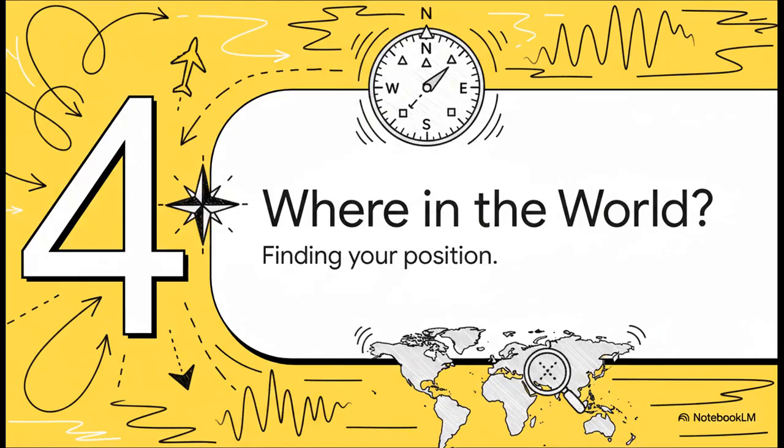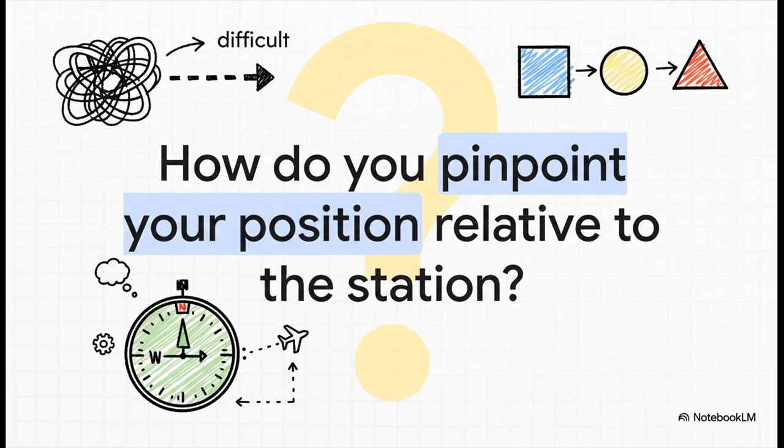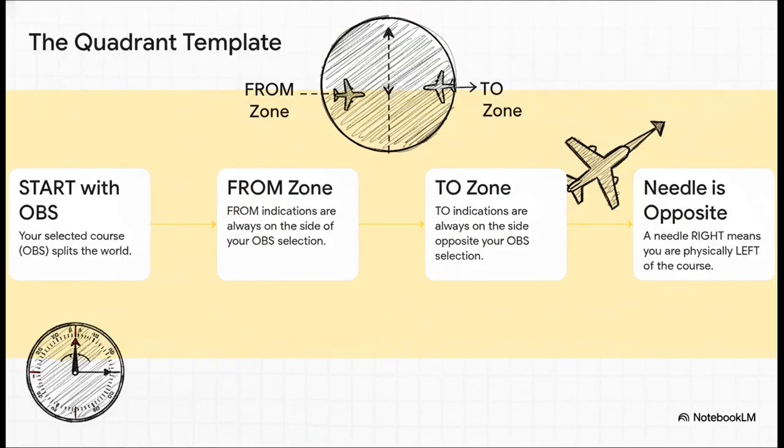Okay, so knowing if we're heading to or from the station is great. It's a start, but it doesn't tell us the whole story, does it? How do you know exactly where you are in relation to your course, like right now? This is the part that can feel a little complicated at first, but I promise there's a really easy mental shortcut, a little template you can use that makes it super simple. Okay, check this out. 4 simple rules. Rule 1, just start with your selected course, your OBS setting. That line basically cuts the world in half. Rule 2, the from side is always on the same side as that course pointer. Easy? Rule 3, that means the to side is always on the opposite side.